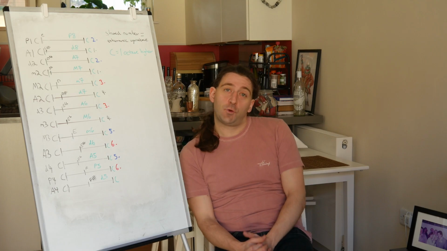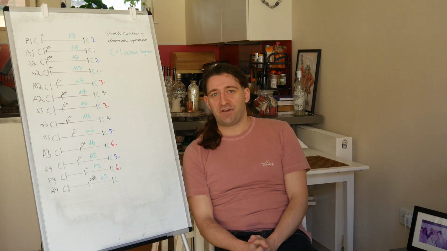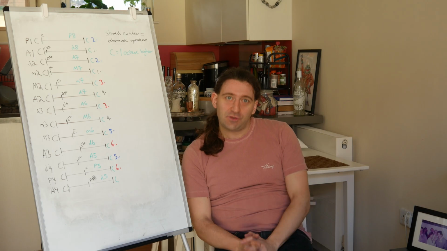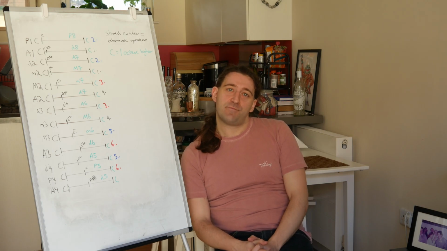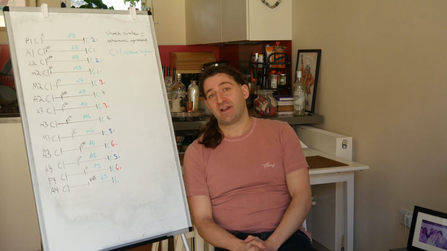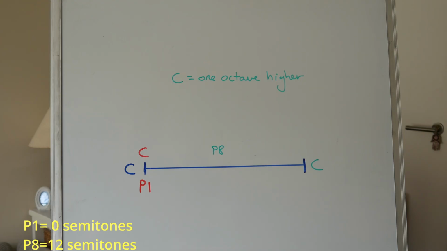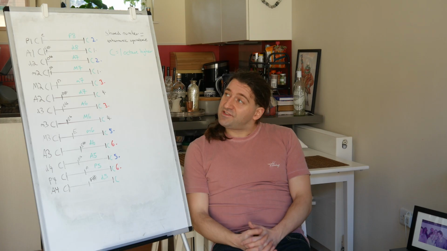So the first interval we're going to look at today is the perfect unison. This is two notes of exactly the same pitch and register, and this inverts into a perfect octave. Let's start down here on C, and our perfect unison's also down here on C, and this flips into a perfect octave.